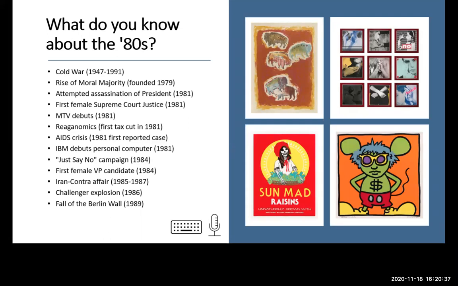Throughout the 80s, we're going through the Cold War, the rise of the moral majority, the attempted assassination of President Reagan. We have Sandra Day O'Connor coming into the Supreme Court. We have the debut of MTV. We have Reaganomics, the AIDS crisis, personal computers, the Just Say No campaign. We have Geraldine Ferraro coming up as the first female VP candidate, the Iran-Contra affair, the Challenger explosion, and the fall of the Berlin Wall.